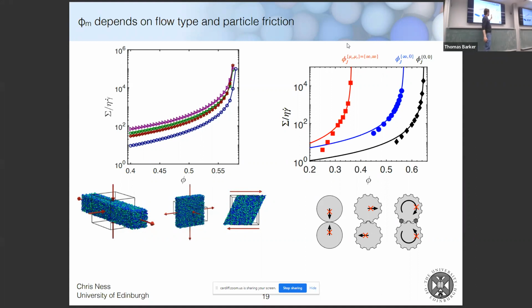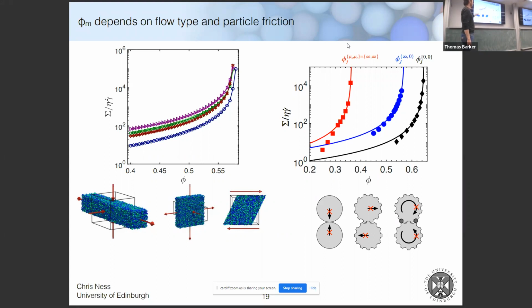And as you add in these additional constraints on the pairwise motion, you find that the phi m, it's called phi j here, but it's the same thing, shifts to the left. So if you constrain the particles to move as rigid bodies when they come into contact, you drastically reduce the maximum solids fraction that you can achieve in the system.